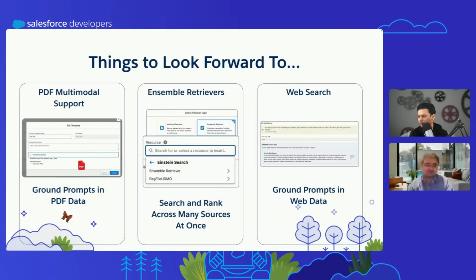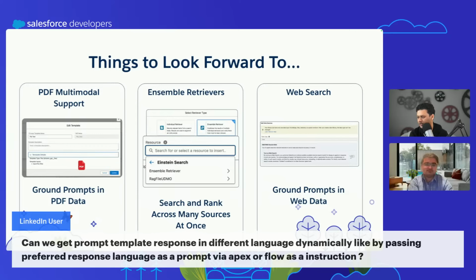We have some questions. How about we take some questions here before we wrap this up? So one of the questions that I have here is, can we get prompt template response in different languages dynamically, like passing preferred language as a prompt via Apex or a flow as an instruction? Is that possible, Ruben? I believe you should be able to do that, but it is not something that I have tested before, so I would look to the Trailblazer community for confirmation on that one.